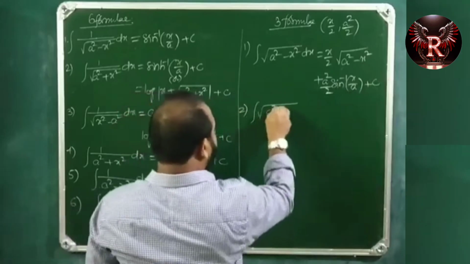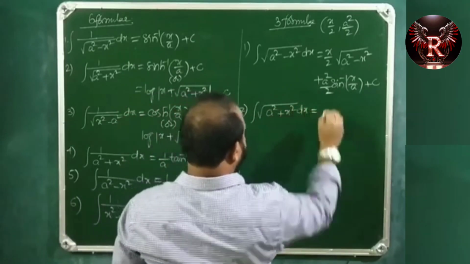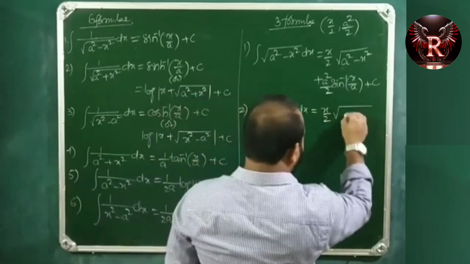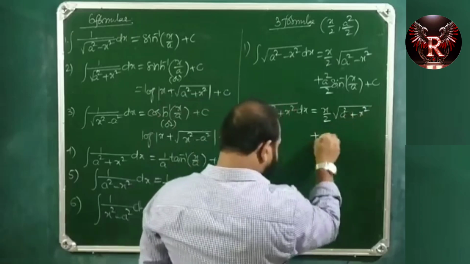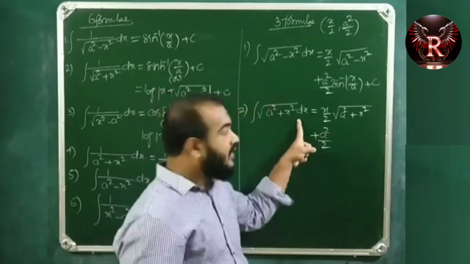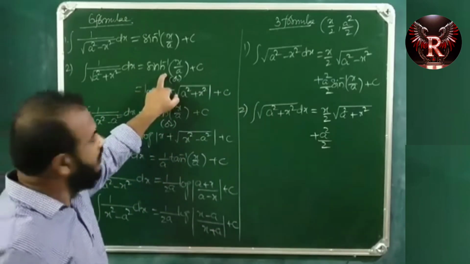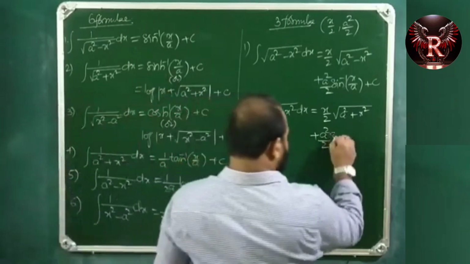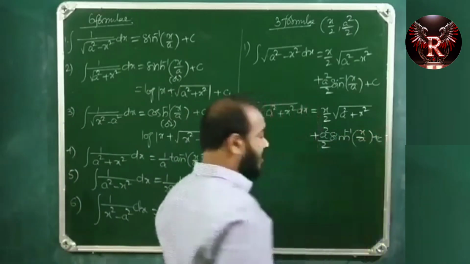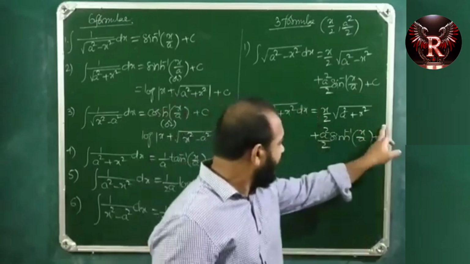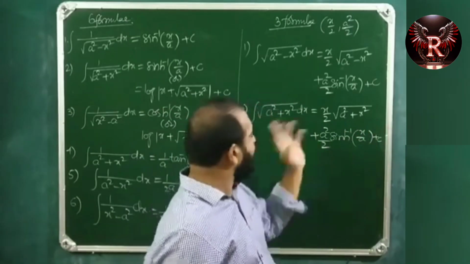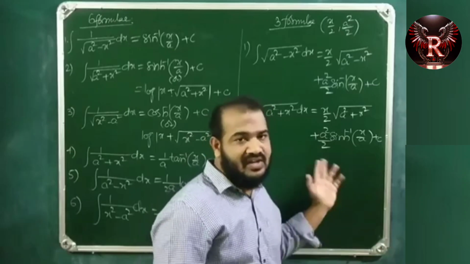Integral root of a square plus x square dx is equals to x by 2 into the given function you have to write here, plus a square by 2. What is integral 1 by root of a square plus x square dx? It is sin h inverse x by a, so sin h inverse x by a plus c. Otherwise you may also write it as x by 2 root of a square plus x square plus a square by 2 into log mod x plus square root of a square plus x square. That is also another formula for that.